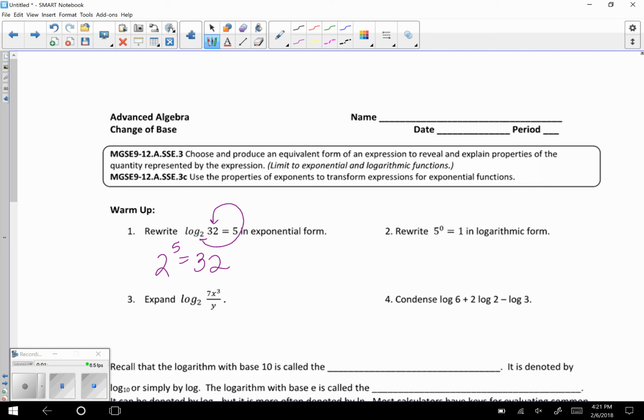Number 2, rewrite 5 to the 0 power equals 1 in logarithmic form. You start at the base and end up back on the same side. We go around the world, so I end up with log base 5 of 1 equals 0.